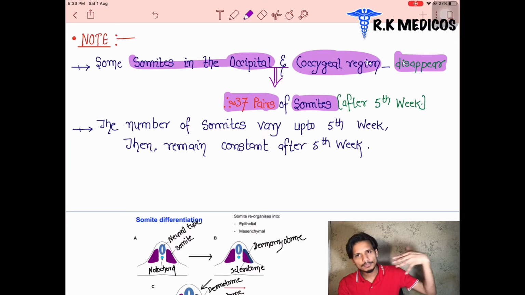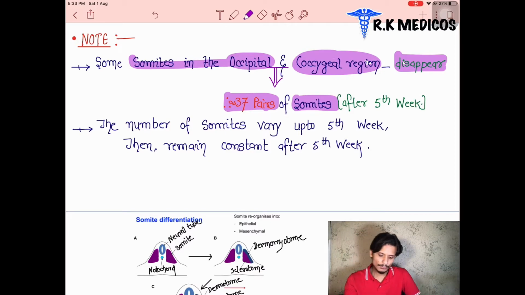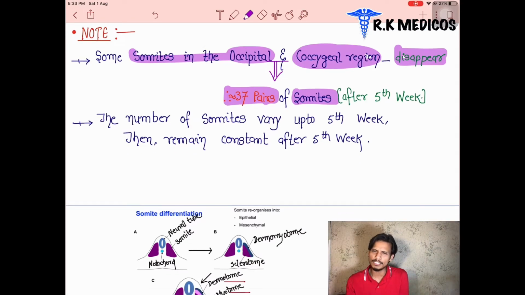So they form 45, or 42, and then they disappear or degenerate, and only approximately 36 or 37 somites remain after the 5th week. After the 5th week, in the whole embryo, we can see only 37 pairs of somites, and they are going to develop different structures.